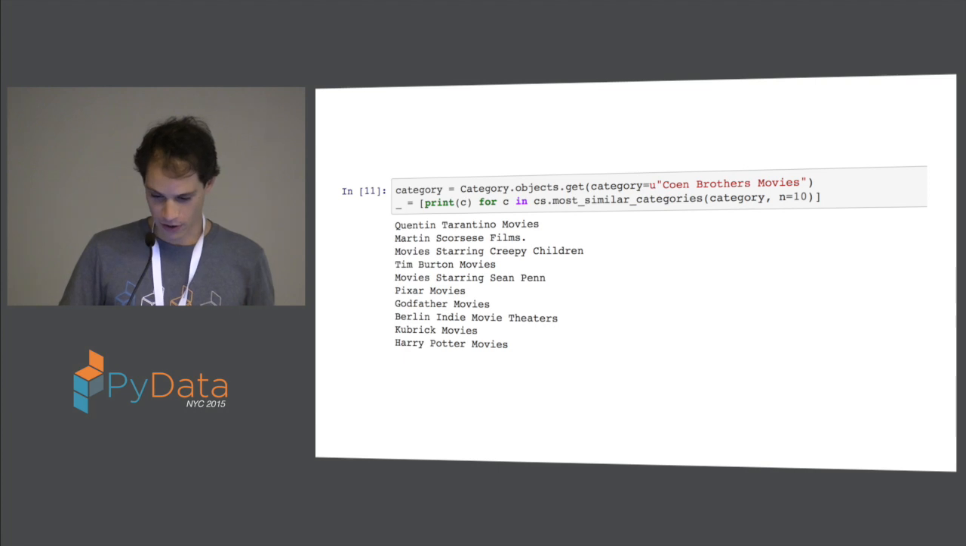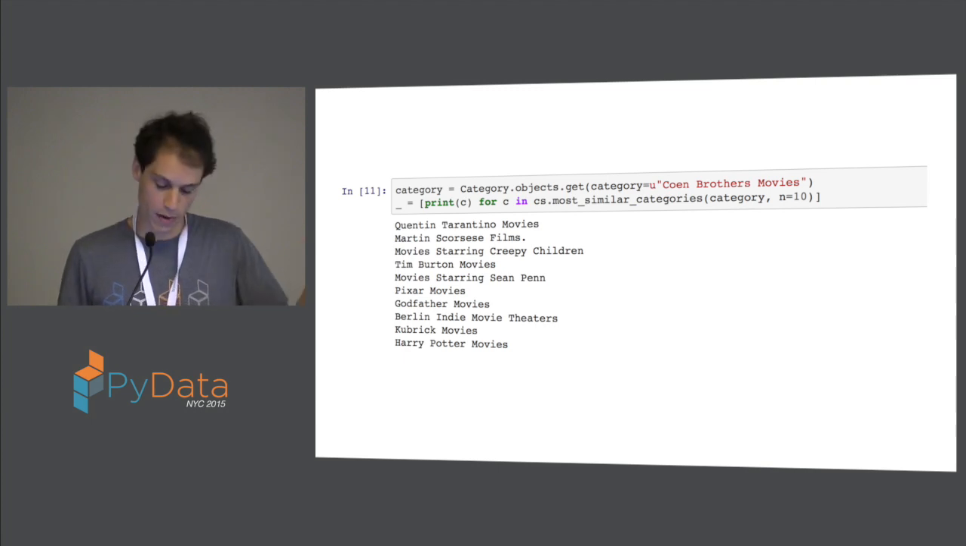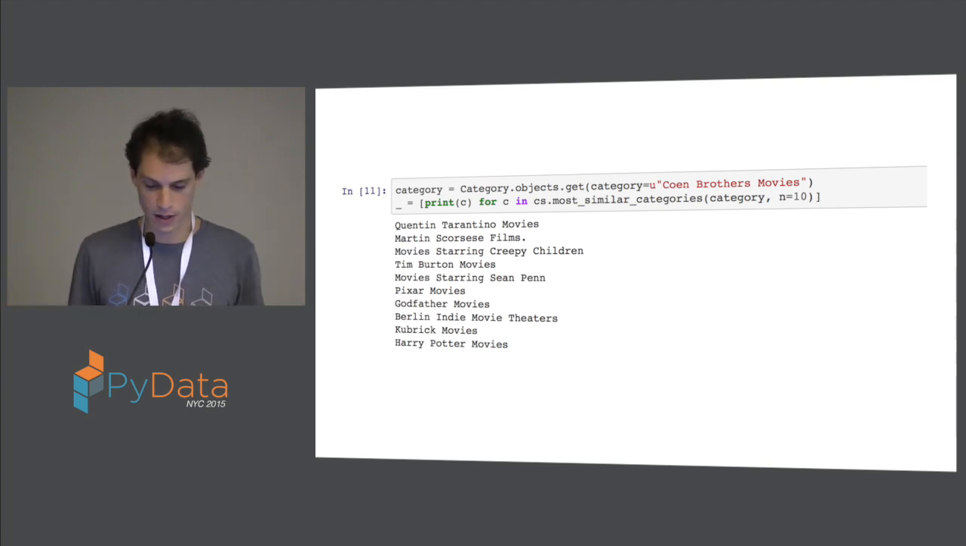Yeah, and again here, for Coen Brothers movies and Martin Scorsese films, films and movies are synonyms. Using other techniques, like WordNet, you might find that they are in the same synset, etc. But this really is a much simpler way of doing similarity.